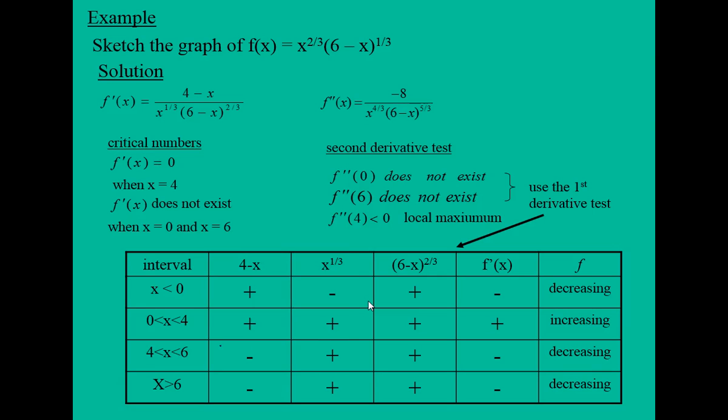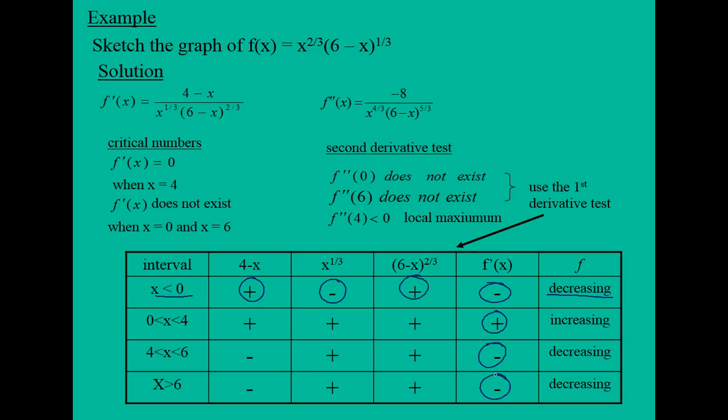to determine where the derivative is positive or negative. If we chose -1, we could plug that in here, we'd get 4 plus 1, which is positive. Now, -1 to the 1/3 would be negative. And 6 minus a -1 would be 7 to the 2/3, which would be positive. So a positive times a negative. Our derivative is negative, so it is decreasing. On each interval, we've analyzed what's happening with the derivative so we can determine if it's increasing or decreasing.